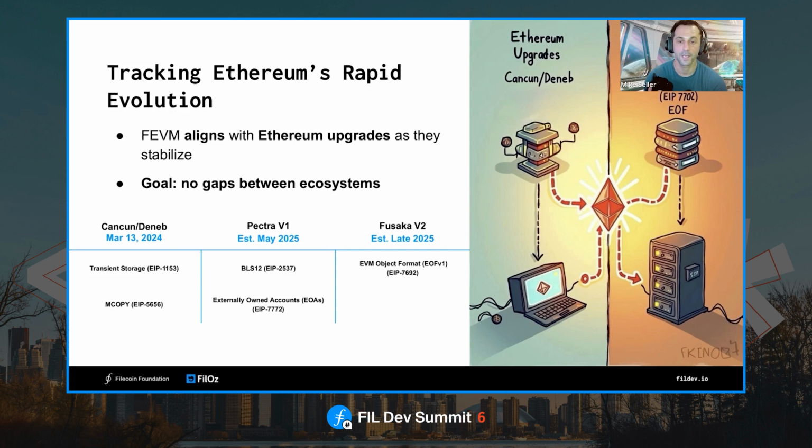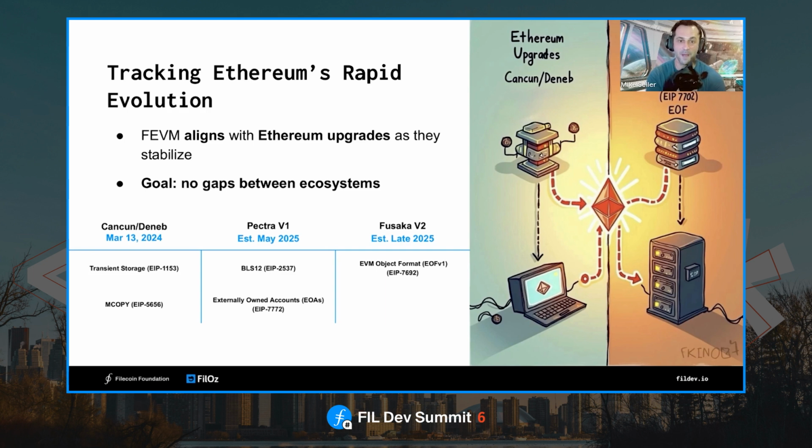For example, Cancun introduced features like transient storage, EIP 1153, and mcopy, EIP 5656. I'll explain those in a moment, and we want to make sure FEVM delivered those quickly.